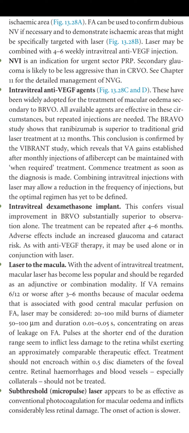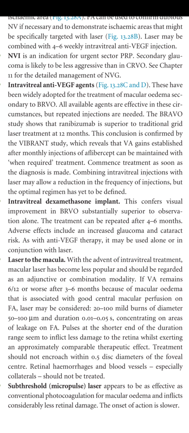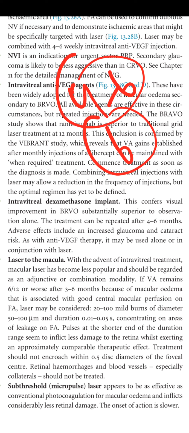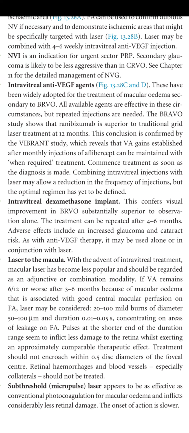Commence treatment as soon as the diagnosis is made. Combining intravitreal injection with a laser may allow a reduction in the frequency of injection, but the optimal regime has yet to be defined. Intravitreal dexamethasone implant confers visual improvement in BRVO substantially superior to observation alone. So, intravitreal dexamethasone implant can be used. This treatment can be repeated at 4 to 6 months because the implant life is about 6 months. The adverse effects include increased glaucoma and cataract risk. As with anti-VEGF therapy, it may be used alone or in conjunction with the laser.